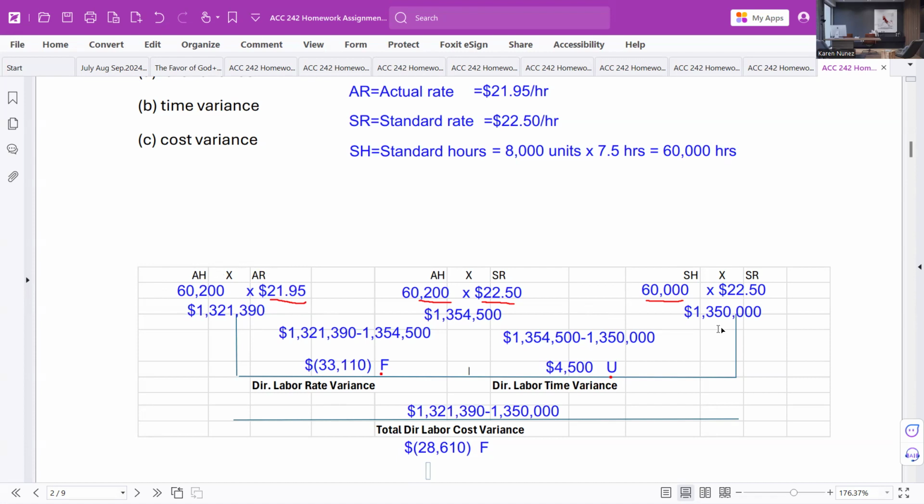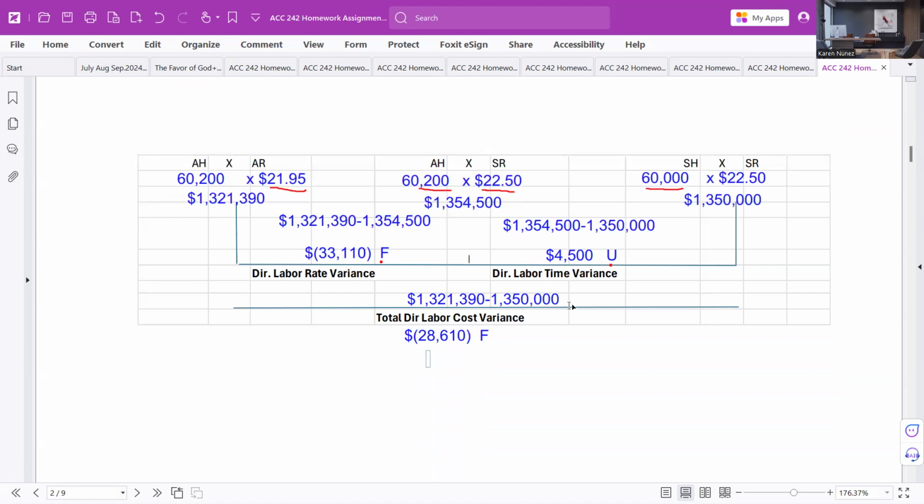So that's the labor model, right? The labor model looks a lot like the materials model. We just give those headings slightly different titles. We're looking at labor hours and rates, not necessarily at quantities and prices that we look at in the materials model. But the concept's pretty much the same.